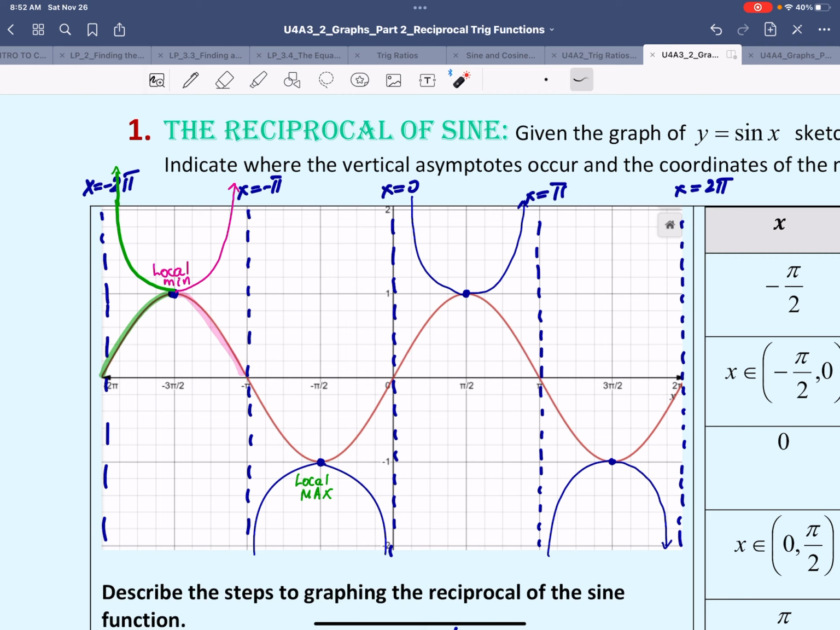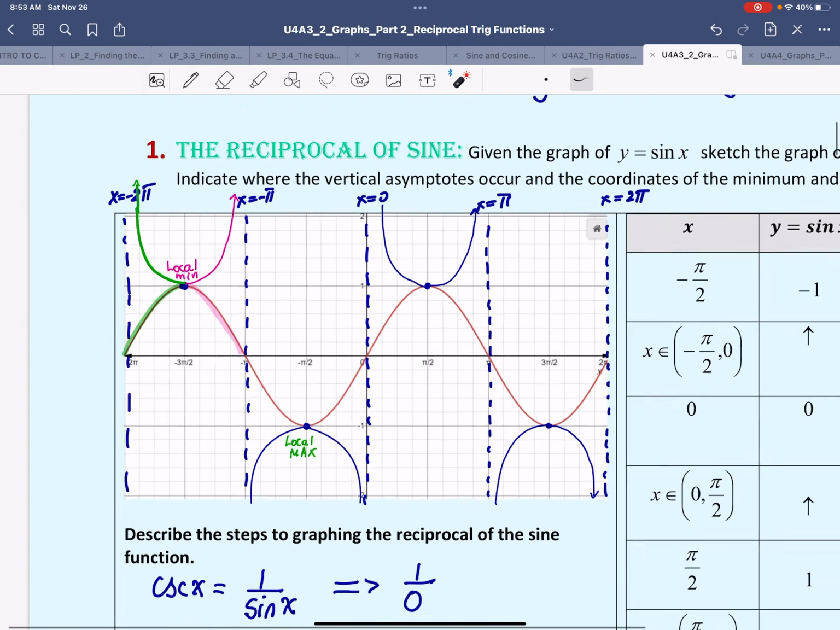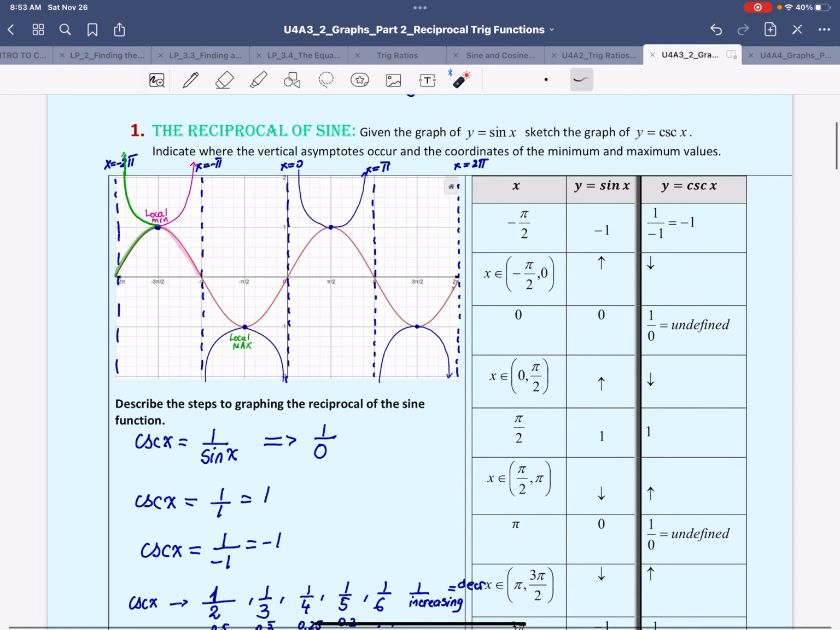Just like the sine function, notice that there is odd symmetry, which means a rotational symmetry. You see that the same graph will appear on both sides of x and y axis. So this is a reflection on both y and x axis, which gives the y equals cosecant x the odd symmetry nature. Now, this is the graph of y equals cosecant x.